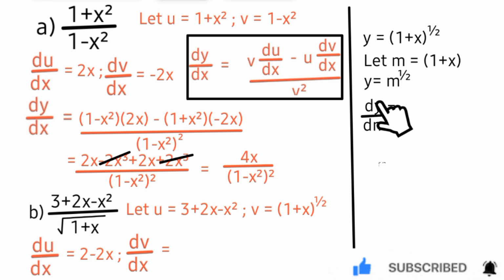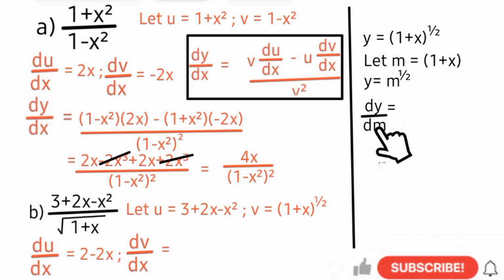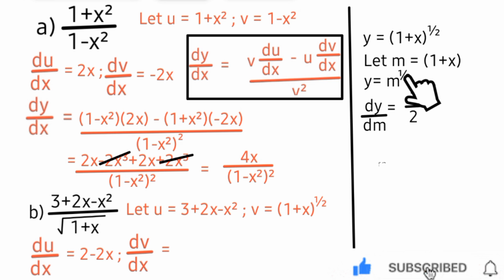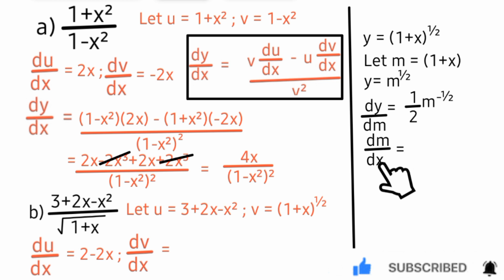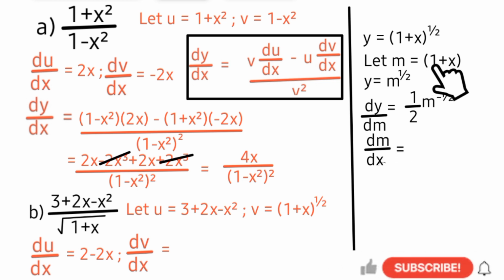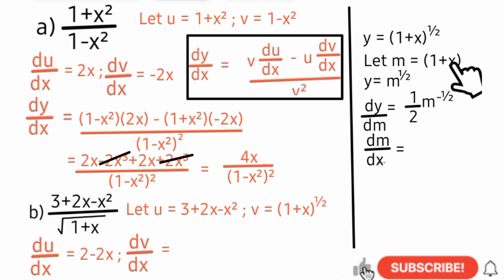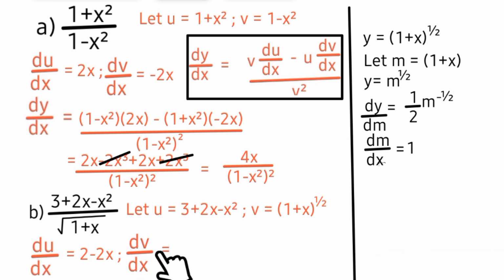Now differentiating y with respect to m, that is dy over dm, will be 1 over 2 times m raised to power 1 over 2 minus 1. Now let's differentiate m with respect to x, that is dm by dx. Of course, 1 is a constant, so we neglect 1. Differentiating x gives 1, so our dv by dx will be equal to dy over dm, and our m value is 1 plus x, raised to power minus 1 over 2, times dm over dx, that is 1. Of course, 1 times these whole values remains the same.